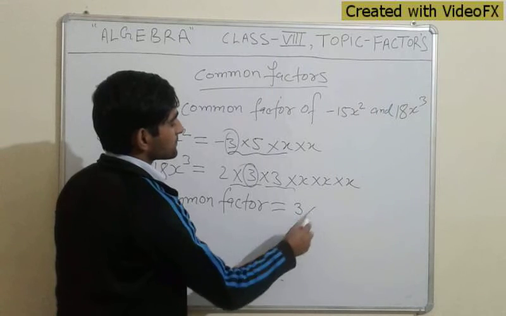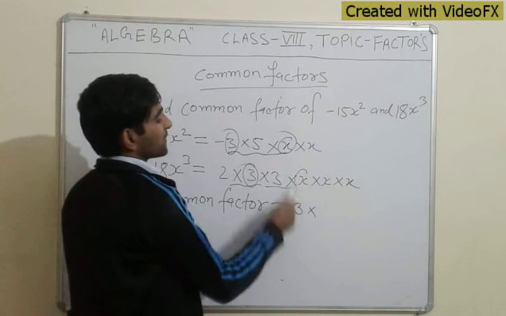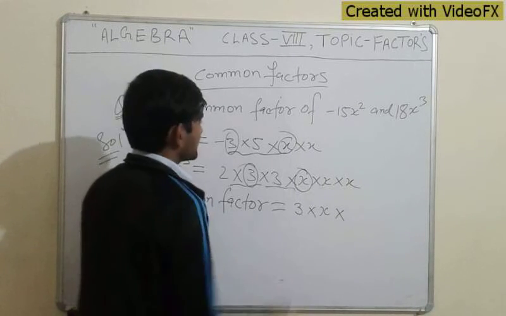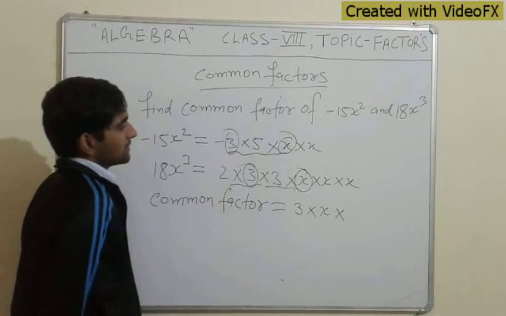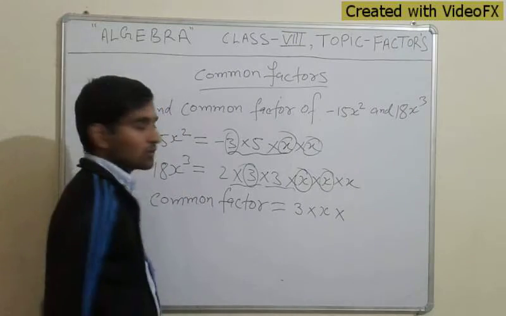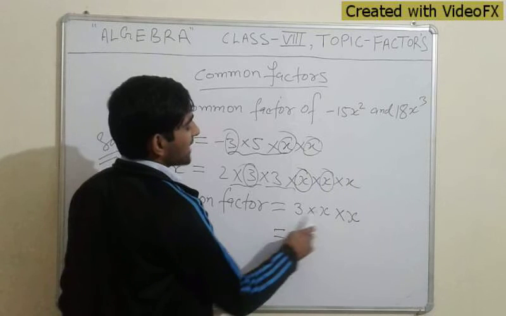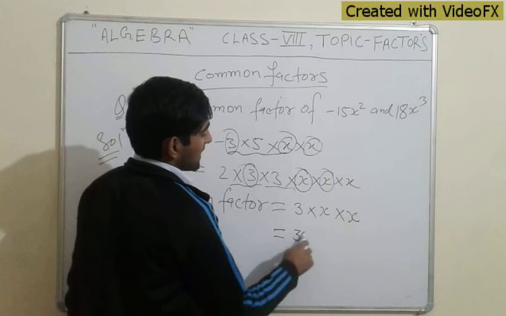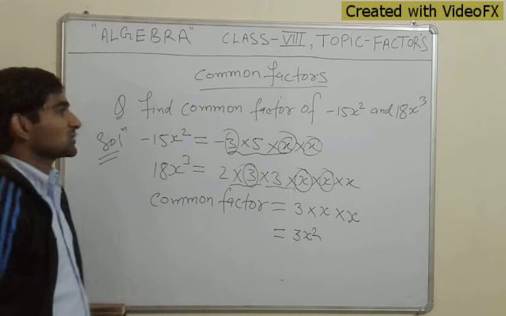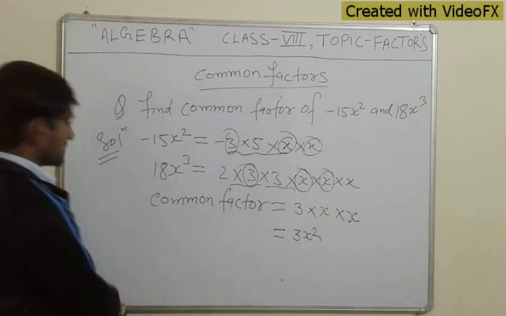Right, 3. And next, which is common? x is here, and x is also present here. So write x. Then is there anyone left that is common? Yes, this x here and this x here also. So write x again. So the final answer is 3x square. The common factor of minus 15x square and 18x cube is 3x square. Next.